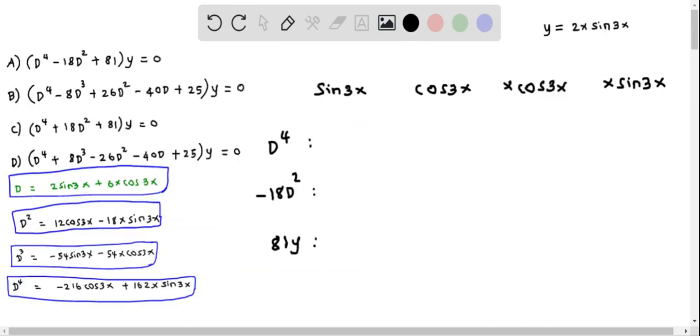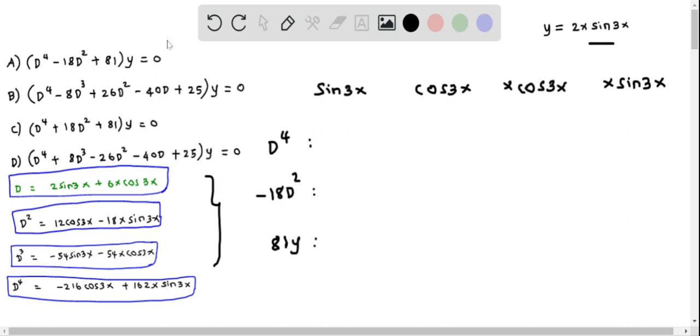Now that we have determined the derivatives, starting from D to D4, we can substitute each one of the differential equations, from part A to part D, and determine the correct differential equation. So first, I have created four columns for the terms sine 3x, cos 3x, x cos 3x, and x sine 3x. These are the terms available in all the derivatives, from D to D4, as well as in the particular solution 2x sine 3x.